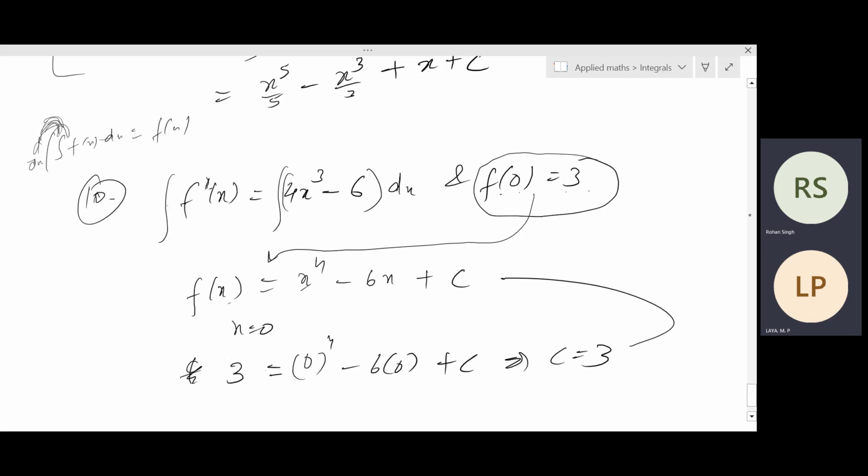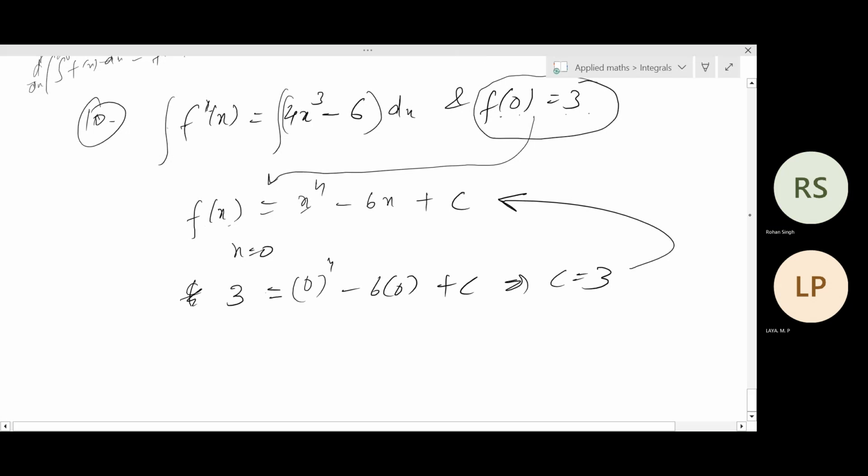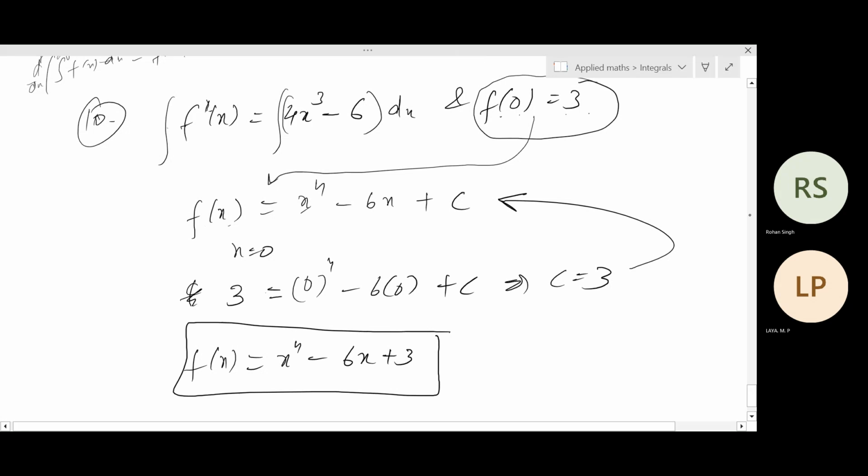So what you can do, you can go back to your function and write the function as x to the 4 minus 6x plus 3. Okay, so this was the function that they have.